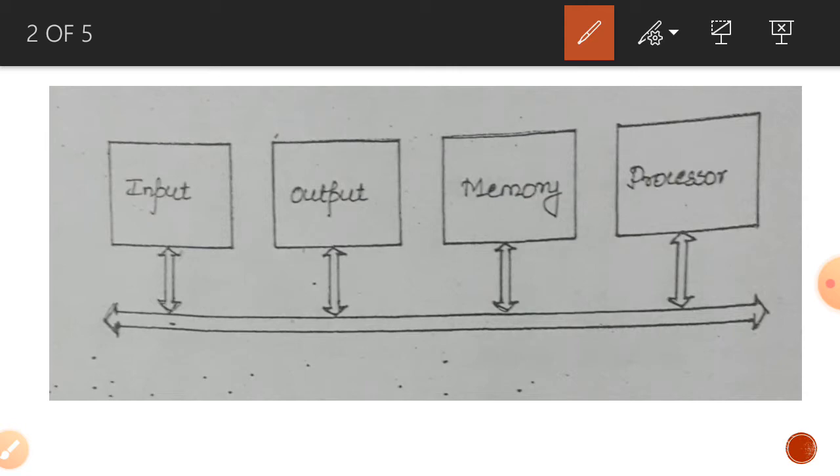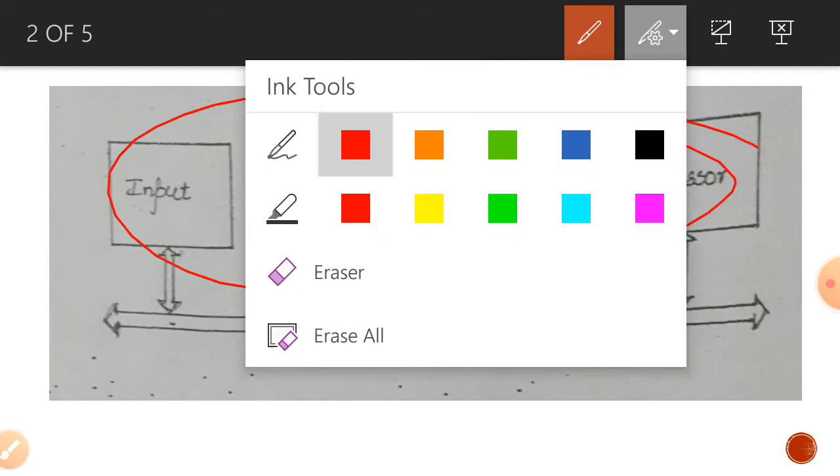The advantages of this single bus architecture are that it is low cost and it is flexible to attach all the peripheral devices to the bus. Then devices attached to the bus operate at their own speed. So the input devices, output devices, memory and the processor can operate at their own speed.